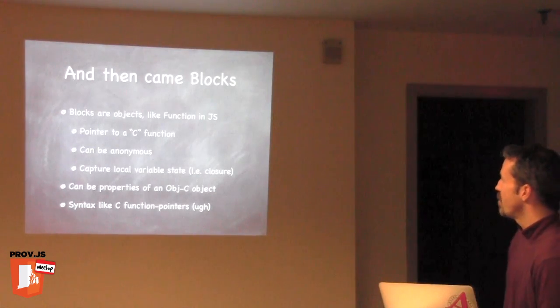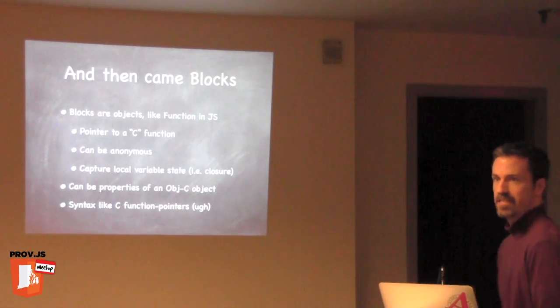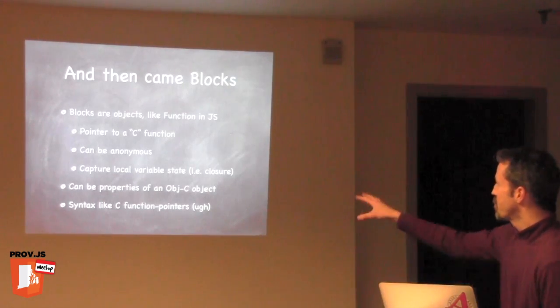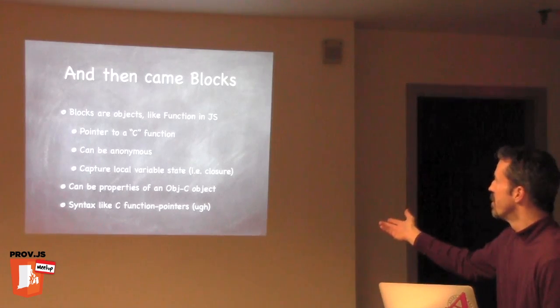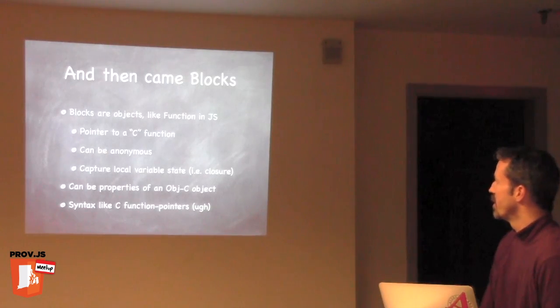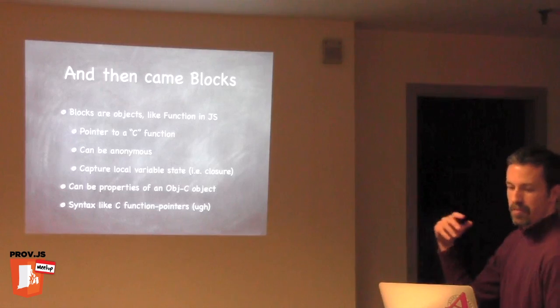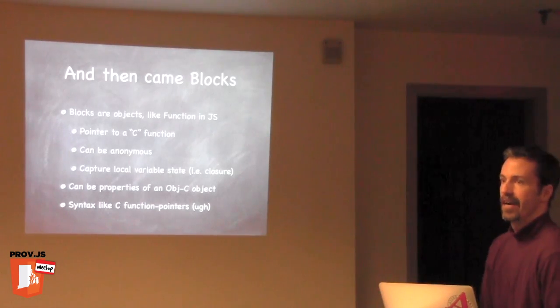So it's essentially like a function object at the C level. It captures local variable state. This is the important thing. So it is a closure, like a JavaScript anonymous declared function can be. But because it's an object, you can make it the property of an object, and you can pass it around as an argument.